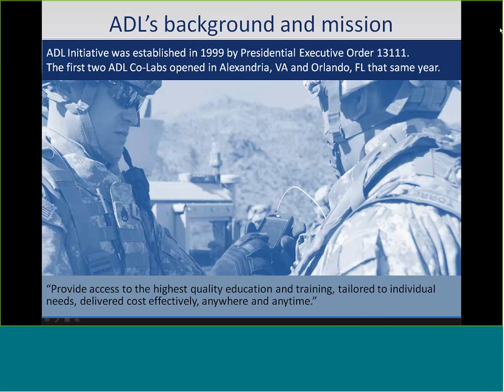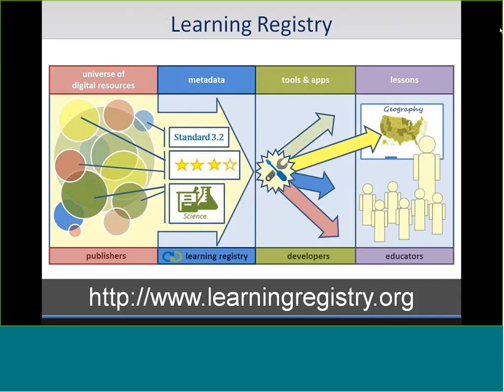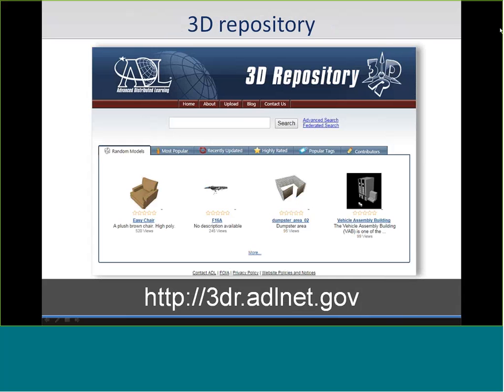So ADL has spurred a lot of learning technology since 1999. One of these tools is the Learning Registry, which is literally what it sounds like. It's a registry of learning objects made available for anyone. They're all open source and all available to be used. The 3D repository is a website for uploading, finding, and downloading 3D models. Any 3D model can be uploaded, but the system is optimized for certain file types. It's, again, free for use, and I'd recommend checking that out if you have the time.